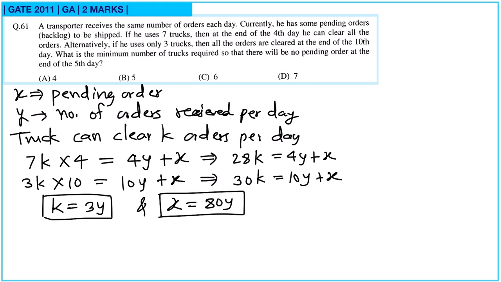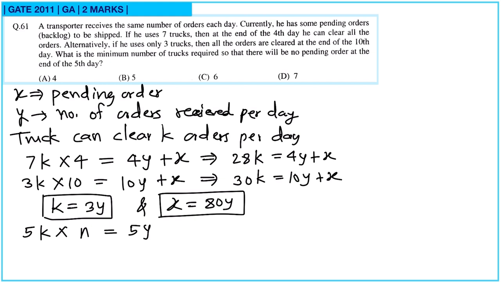Now what is the minimum number of trucks required so that there will be no pending orders at the end of 5th day? So number of days is 5 and k is the number of orders in one truck, and let the number of trucks be n.